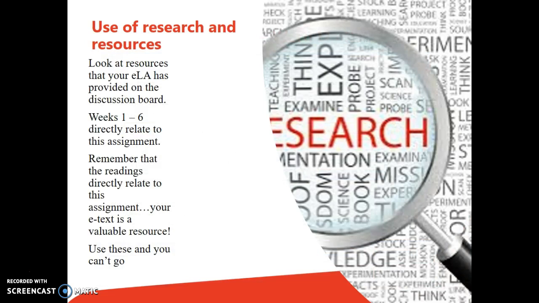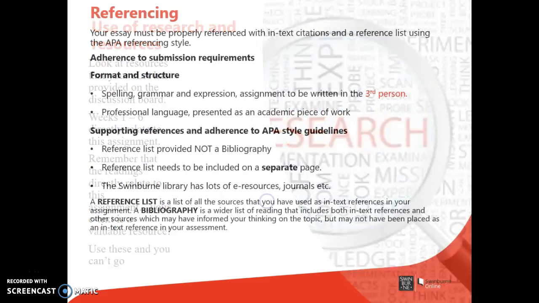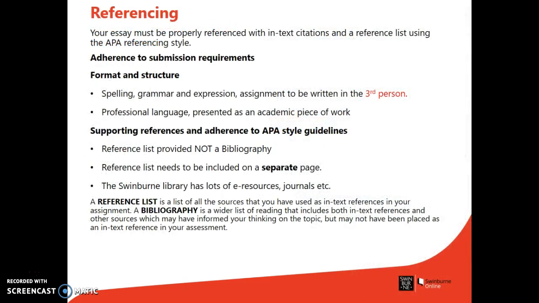So have a look at your resources your ELA has provided on the discussion board. Weeks 1 to 6 directly relate to this assignment. Remember that the readings also relate to this assignment, and your e-text is a valuable resource. Please make sure you use it and include it in your reference list. If you use all of these things, I'm really sure that you're going to do well and you can't go wrong.